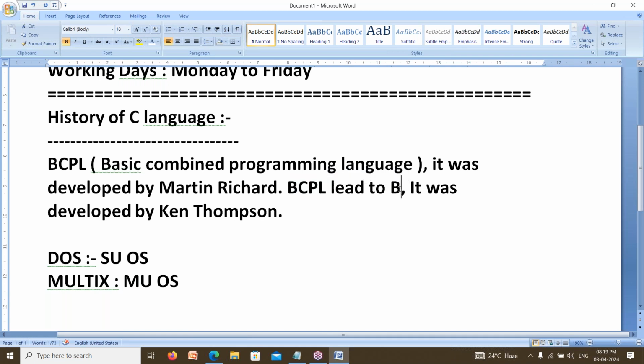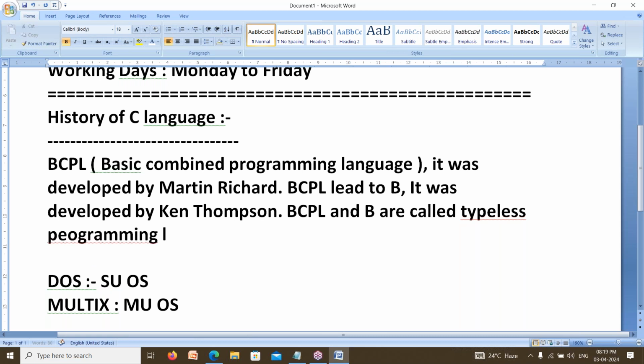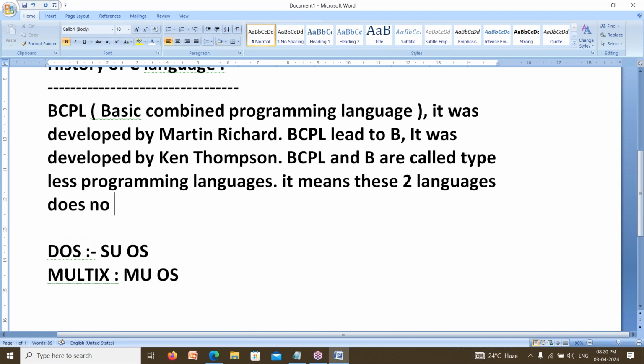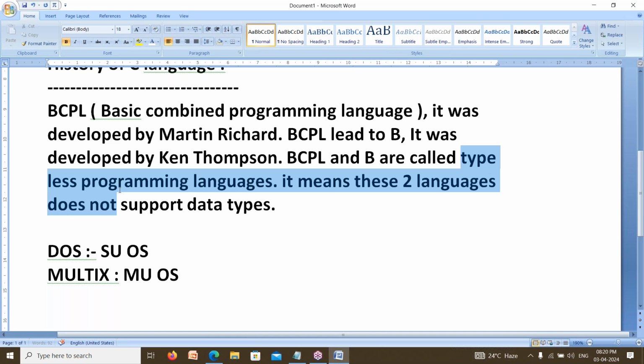But these two programming languages, BCPL and B, are called typeless programming languages. What is the meaning of typeless? It means they don't support data types. These two languages do not support data types. So the language which doesn't support data types is called a typeless programming language.